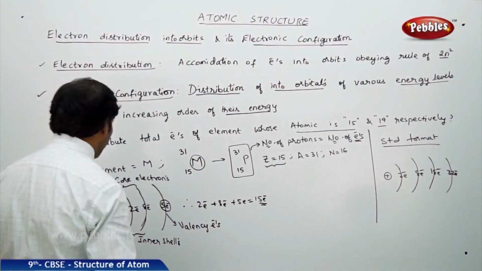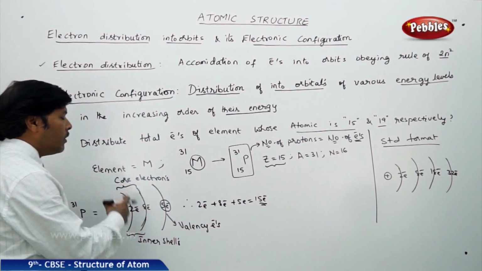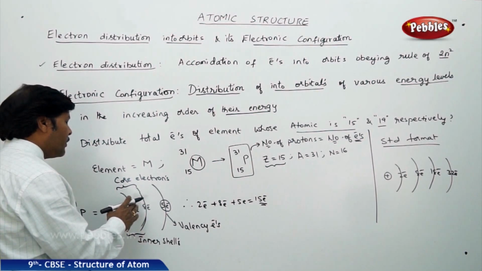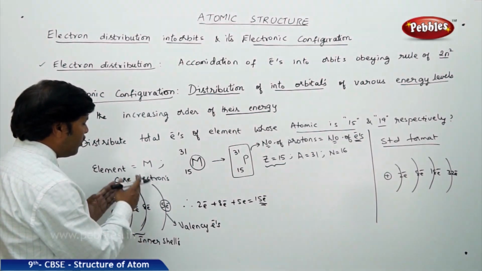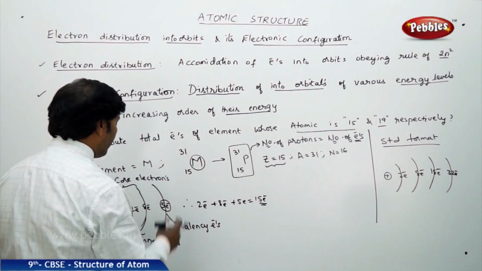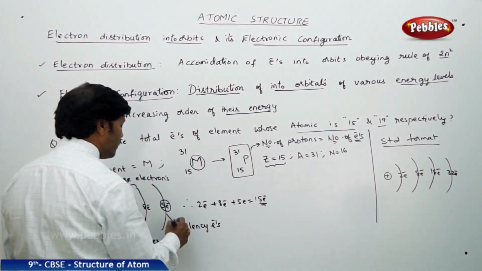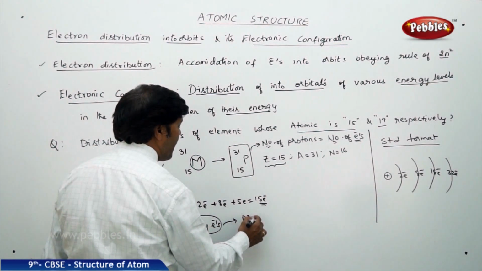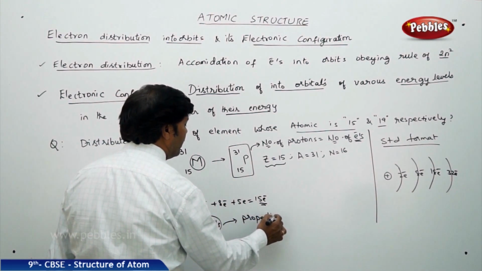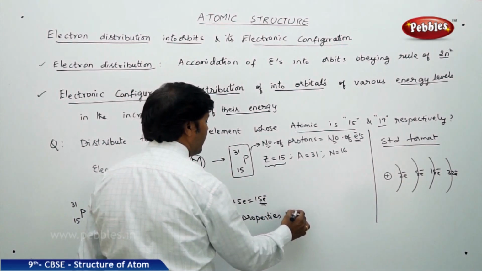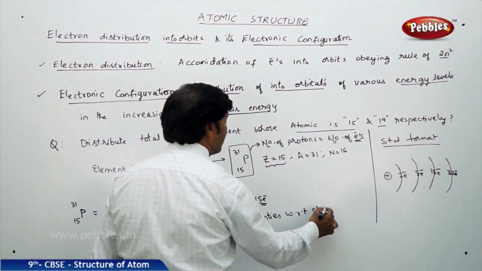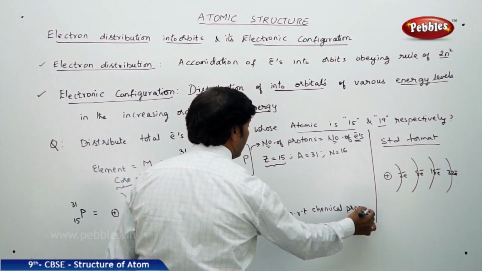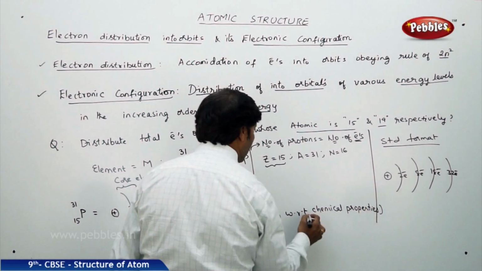So from this we understand that the total number of electrons present in a given element can be distributed into two formats. The inner shells have core electrons, and the outermost shell has valence electrons. And the valence electrons of any atom of an element always decide its properties, particularly its chemical properties.